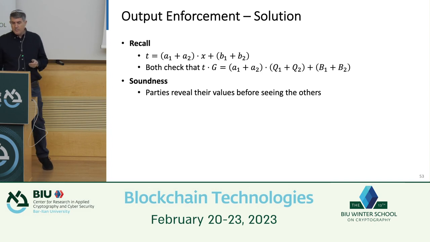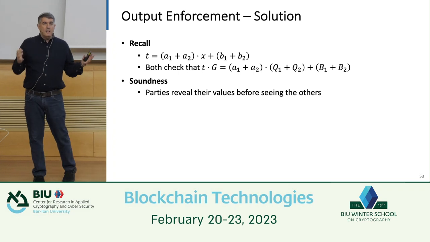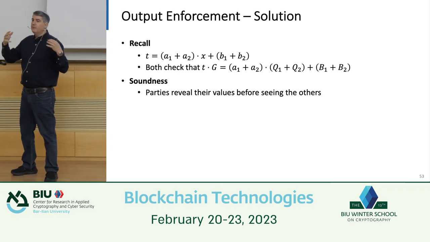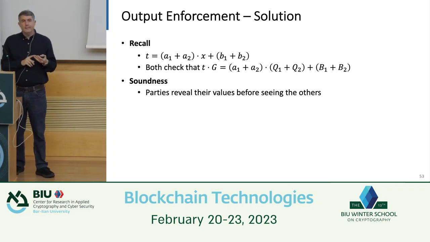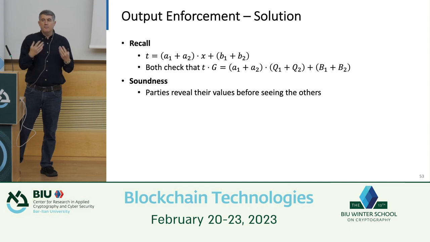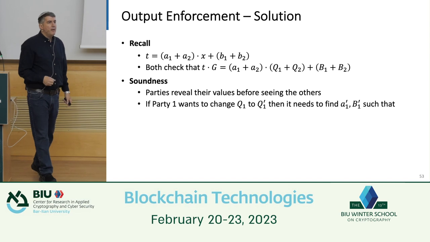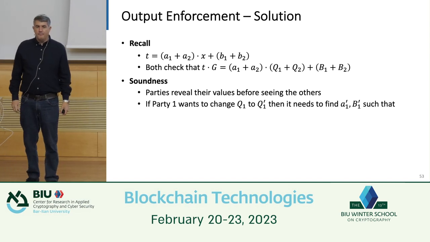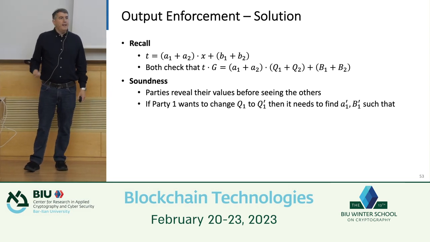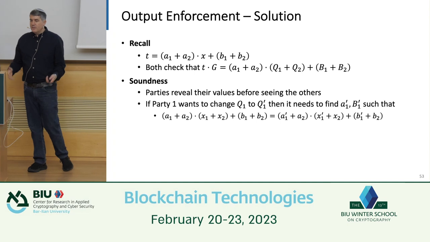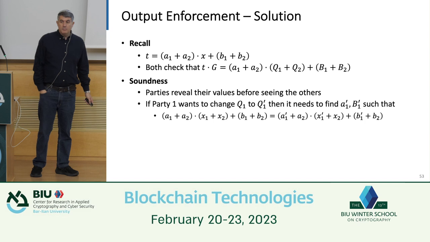So firstly, this is the equation above. The first thing to note is that because the first party commits and the second party sends, you have to send your values, T is known, you have to send your Q1, A1, and B1 before you see the other one's value and vice versa. Now, if party P1 wants to change Q1 to Q1 prime, so they want to add some delta, they need to find A1 prime and B1 prime so that the following equation holds. And they need to do this, of course, without knowing A2 and B2.